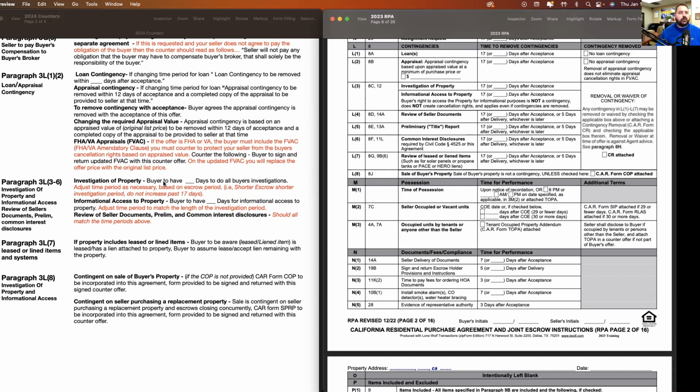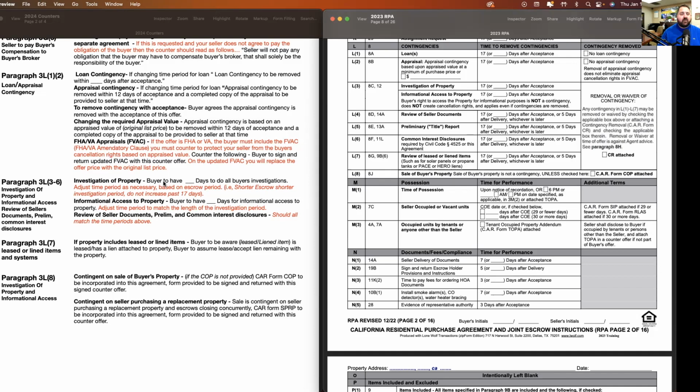The appraisal contingency is a little bit different. If I'm changing the appraisal contingency to be removed within 12 days of acceptance and a completed copy of the appraisal to be provided to the seller at that time. Now, the reason I add in that completed copy of the appraisal is because for the most part, the only time you're supposed to get the appraisal is if the property doesn't appraise and they're asking for a price reduction. It says then in the contract, I have to get a copy of the appraisal. I want a copy of it anyway. And I don't want them to have to fight and say, well, we can't get it or so-and-so.